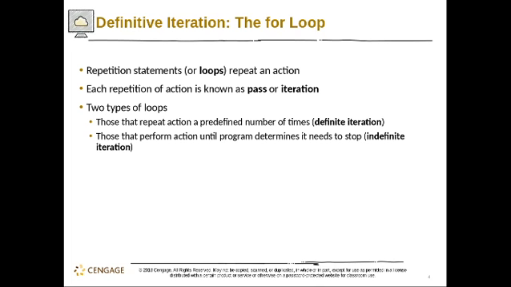Okay, so first let's do some definitions. What is a loop, or in Python, the for loop? We have repetition statements, or loops. They repeat an action. Each repetition of the action is known as a pass or iteration. We have two types of loops: those that repeat an action a predefined number of times, which is known as definite iteration, and those that perform an action until the program determines it needs to stop, which is known as indefinite iteration.